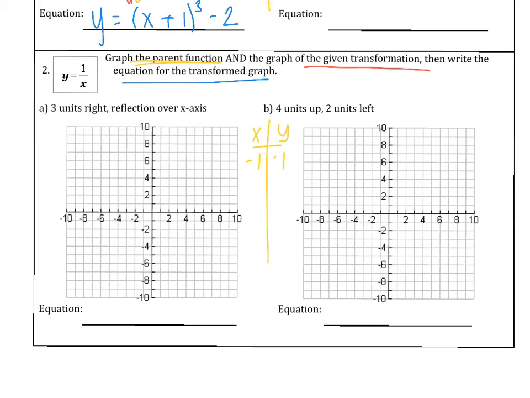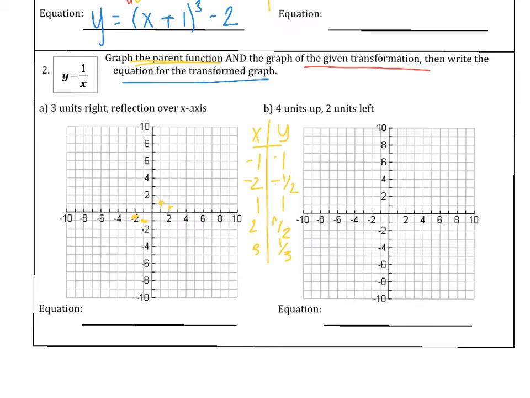So -1, -1. What happens if I plug in -2? That would just be 1 divided by -2, or -1/2. That would put me right here. How about if I plug in +1? That would be 1 divided by 1, which is 1. Plug in +2, that would be 1 divided by 2, which is 1/2. I could plug in 3, and it would be 1 divided by 3, which is 1/3.